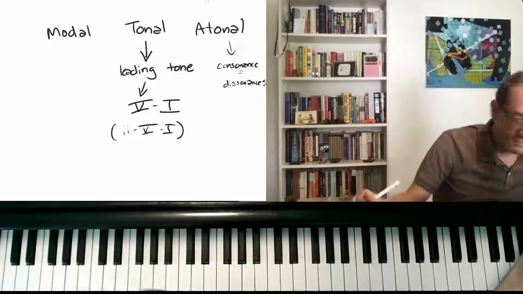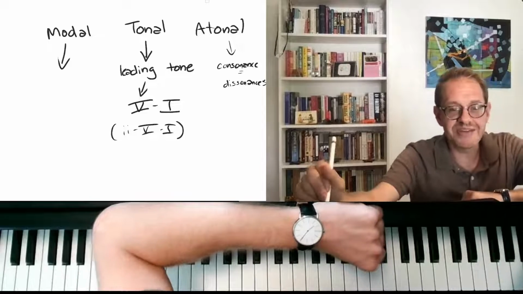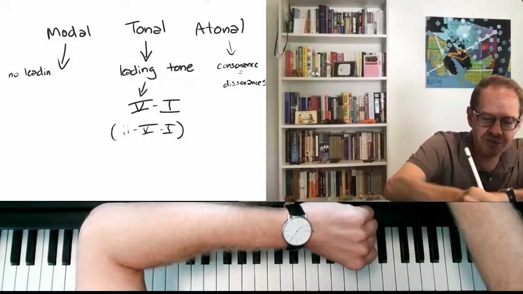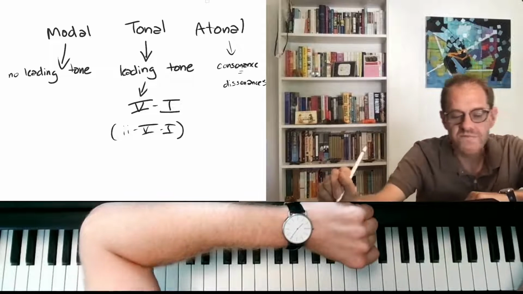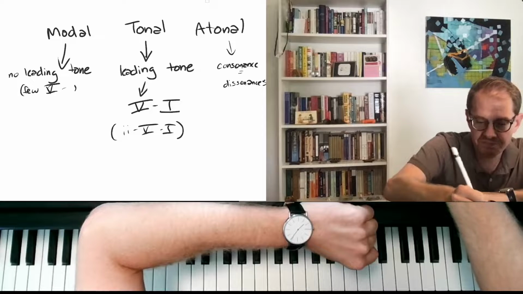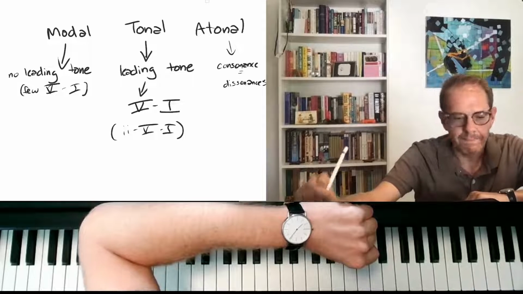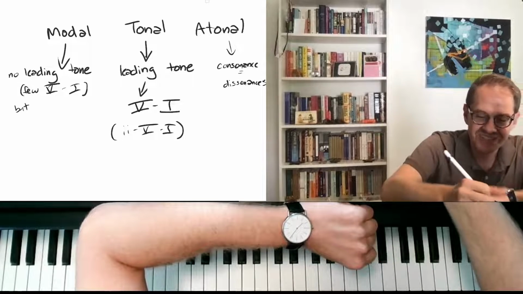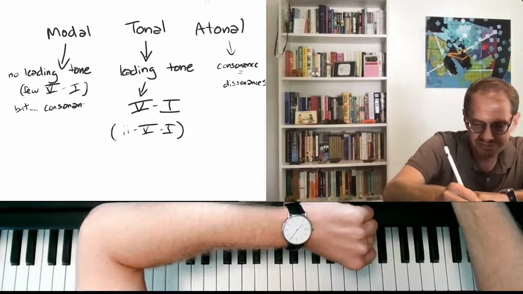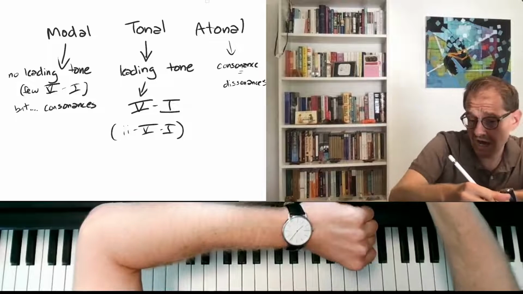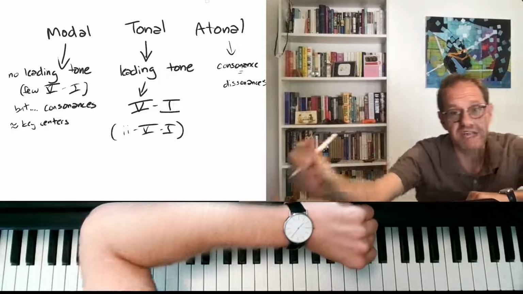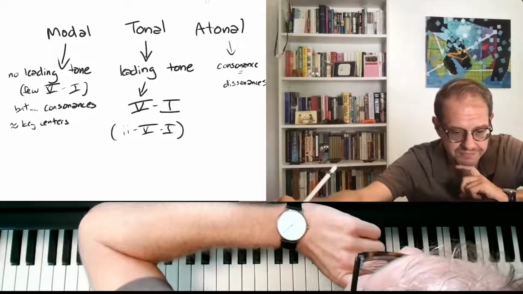In modal music, it's almost in between those two. So we are not going to organize around the principle of a leading tone. And so we're going to have very few 5-to-1 progressions. But we still have chords. So it's not atonal. So, consonances are still important. We might not have key centers. Certainly, we won't have key centers in the same way that tonal music has key centers.